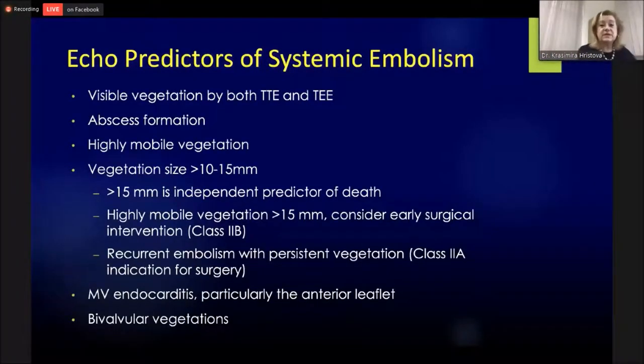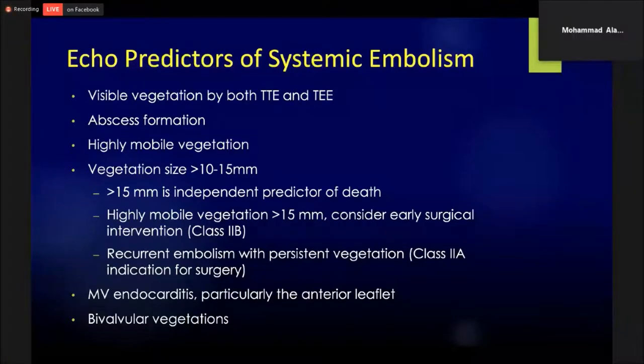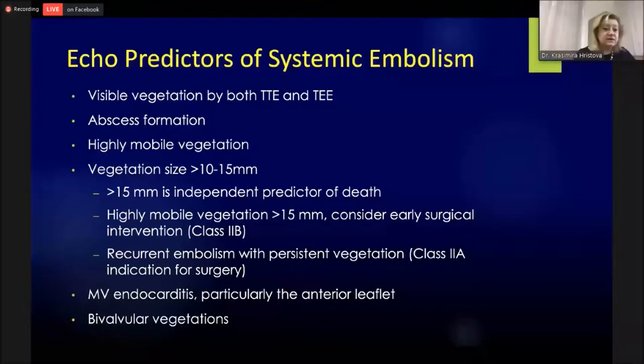Echo predictors of systemic embolism in patients with endocarditis: it's when we have visible vegetation by both transthoracic and transesophageal echocardiography more often. We could find abscess formation, highly mobile vegetation, and especially when the vegetation size is more than 10 to 15 millimeters. Vegetation more than 15 millimeters is a very strong independent predictor of death. Highly mobile vegetation, also more than 15 millimeters, is considered for early surgical intervention. It's in the guidelines. Recurrent embolism, which is very persistent with the vegetation, is also an indication for surgery.